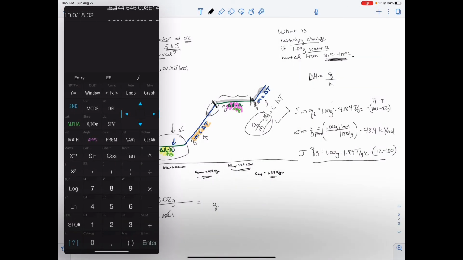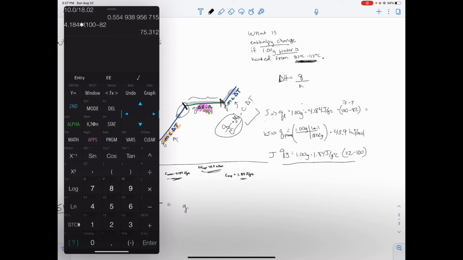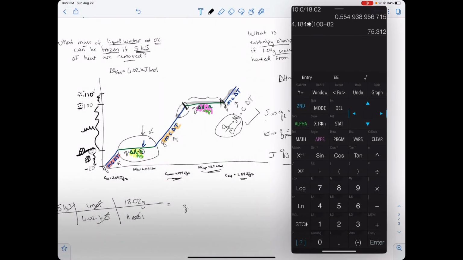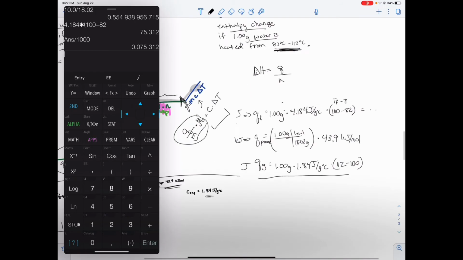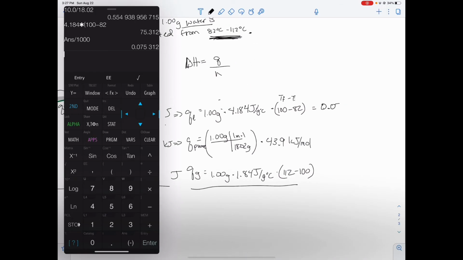So basically it's 1 times 4.184 times 100 minus 82. So the first Q value that I get over here is 75.3, and that's going to be in joules, remember. So if I want to make that in kilojoules, I'm going to have to divide by 1,000. So that is 0.0753. And now I've got this in terms of kilojoules.